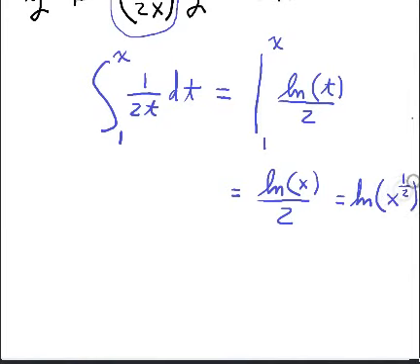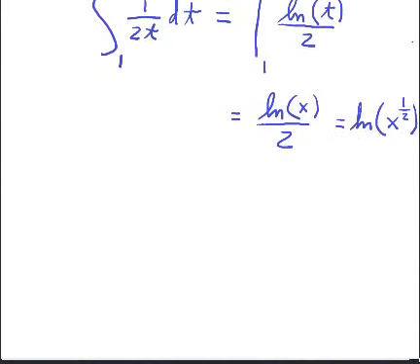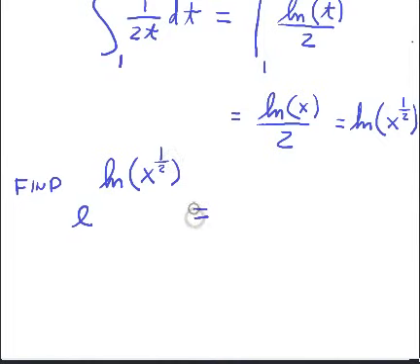Now the principle of this integrating factor is that we take this function and exponentiate it. So we find e to the natural logarithm of x to the 1/2. Since the logarithm and the exponential are inverses of each other, we just get x to the 1/2.